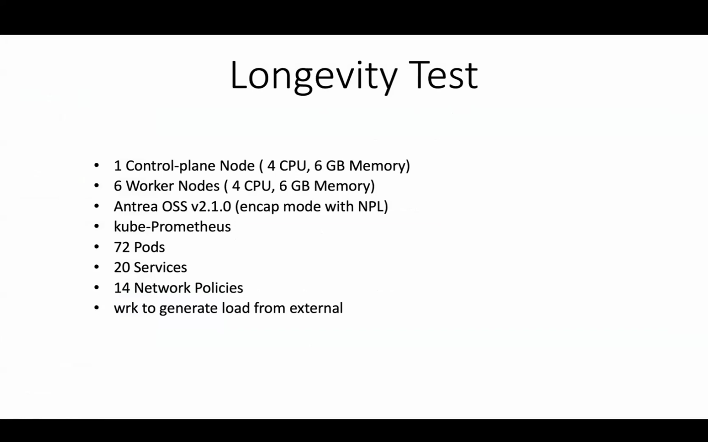So we had a 7-node Kubernetes cluster. We had one control plane node with 4 CPU and 6 GB memory, and 6 worker nodes with 4 CPU and 6 GB memory each. We deployed the latest Antrea, that is 2.1.0 of the open source release, in default encap mode, but we also enabled NodePortLocal in the Antrea agent config map, which is false by default, because we used NodePortLocal also.